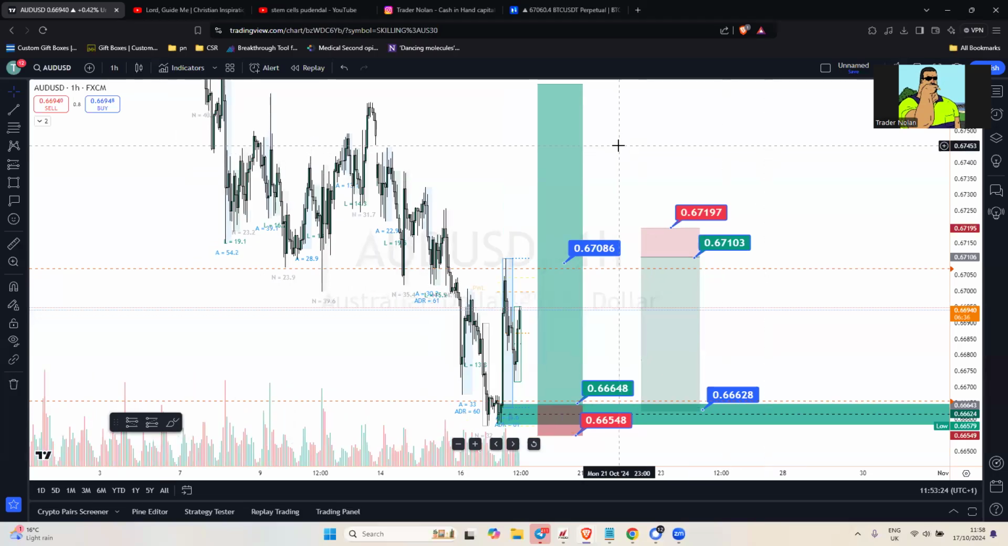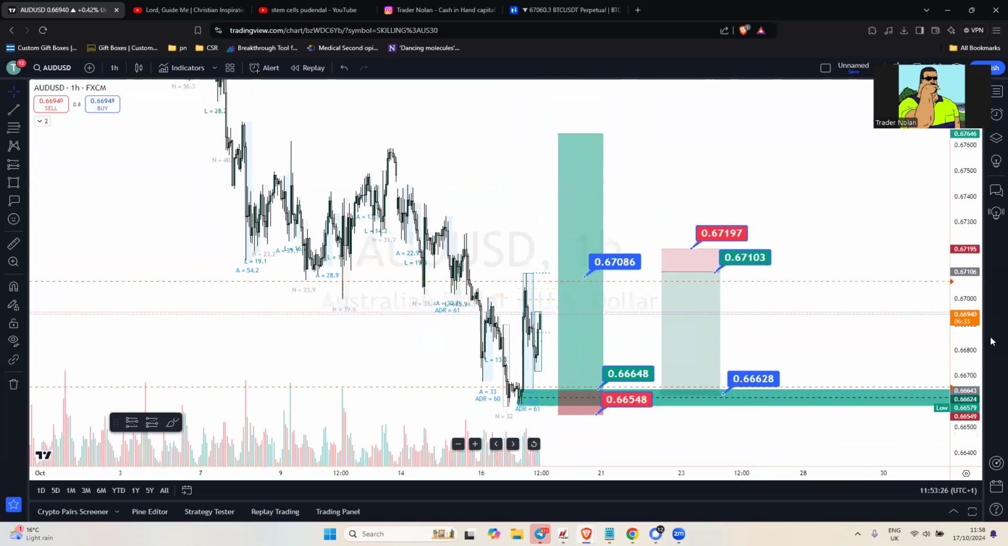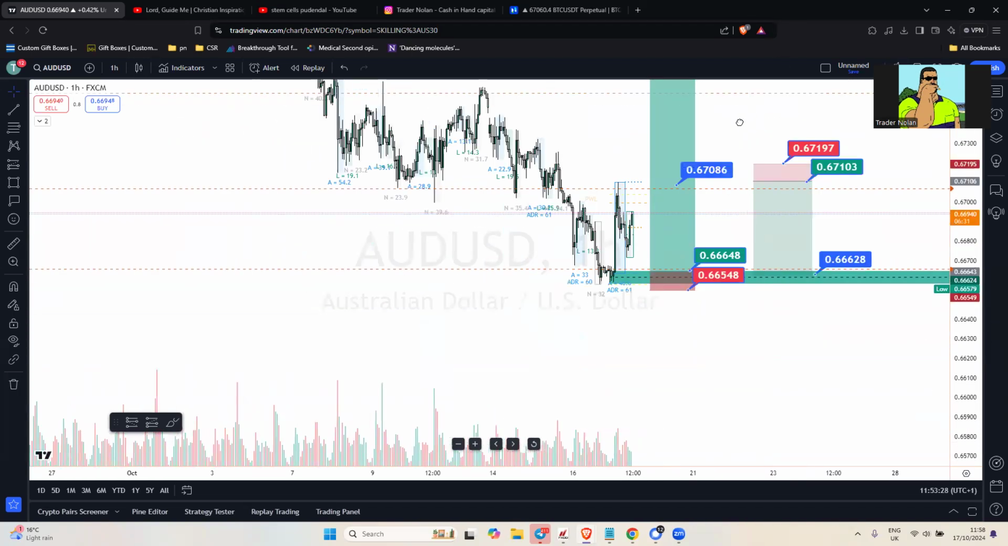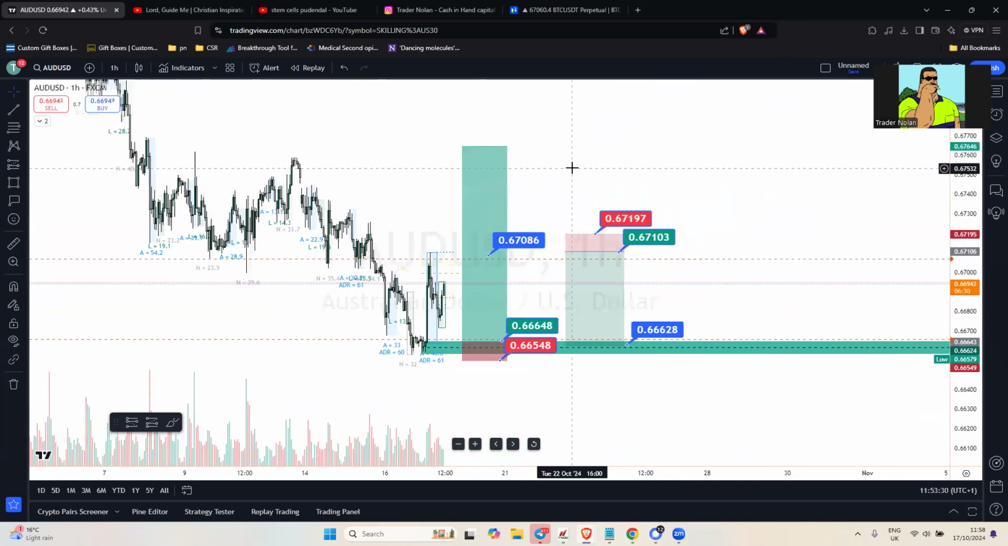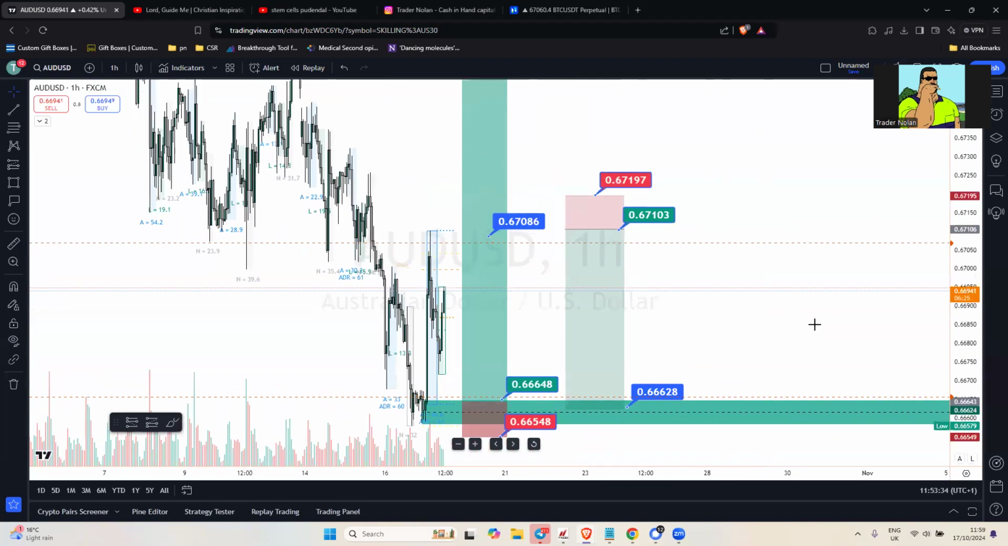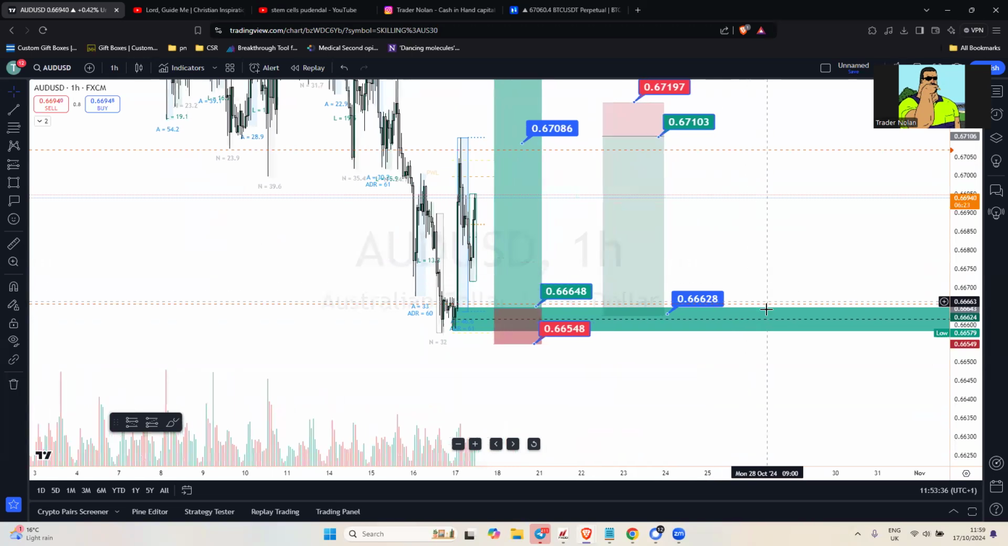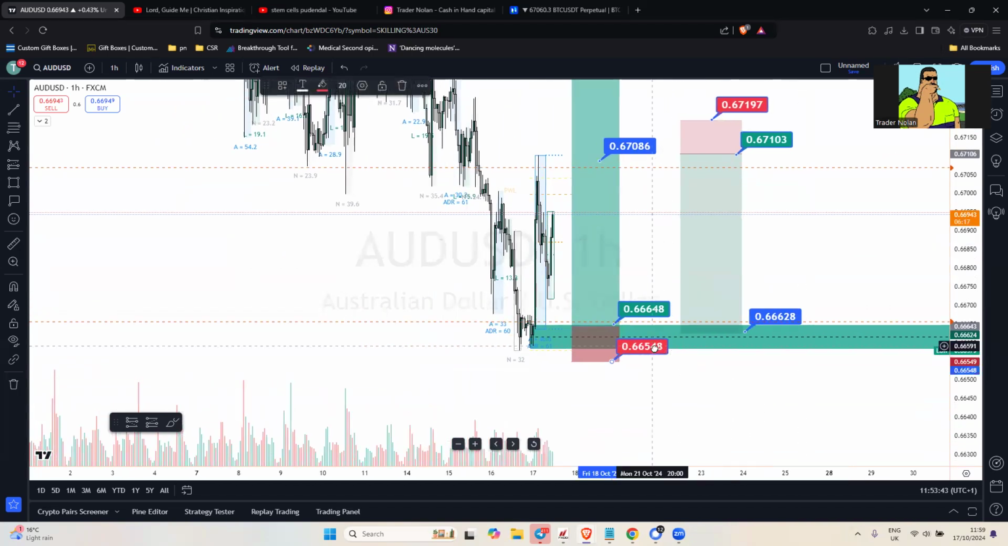Morning, guys. So this is an example of how to read a chart. So we've got Australian dollar, US dollar. In the morning, I'm going to look at the charts, look at potential zones, and if you can, put alarms and alerts on for when it gets to the zones or places I'm interested in.